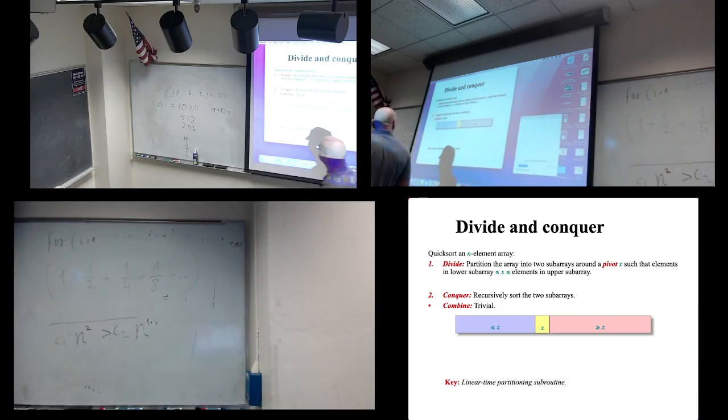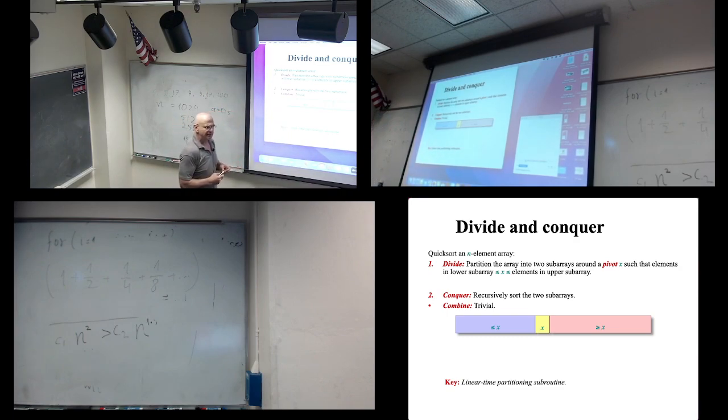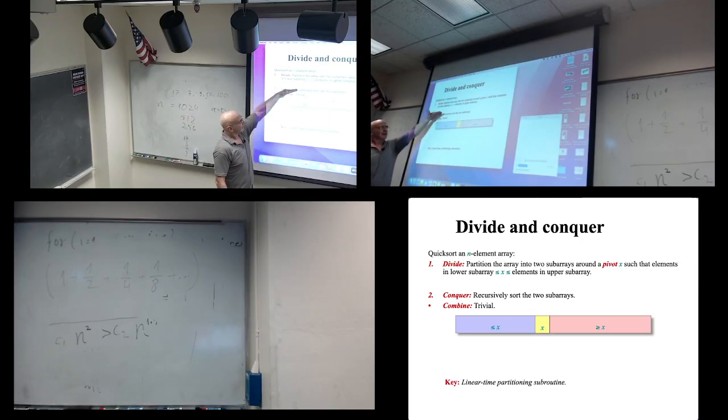Quicksort. The name is a bit misleading because it's an algorithm that runs in worst case of n squared. So the name might be misleading at first. It's a great example of divide and conquer. How do I do it?